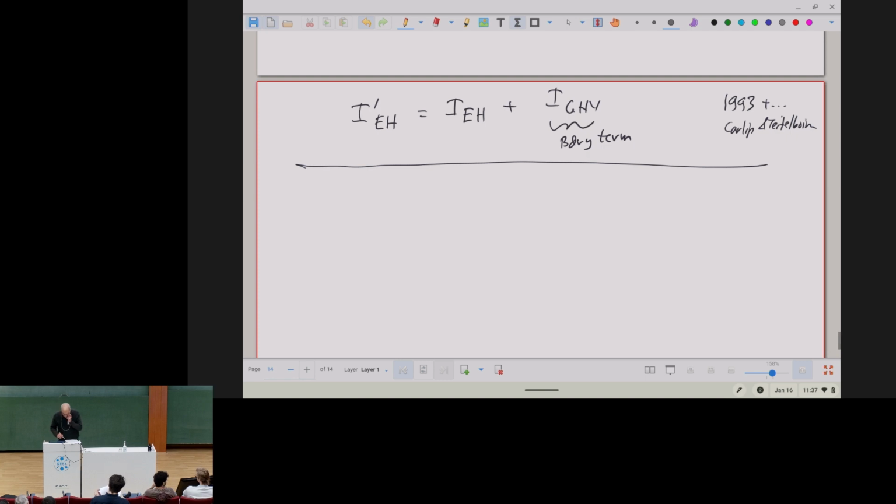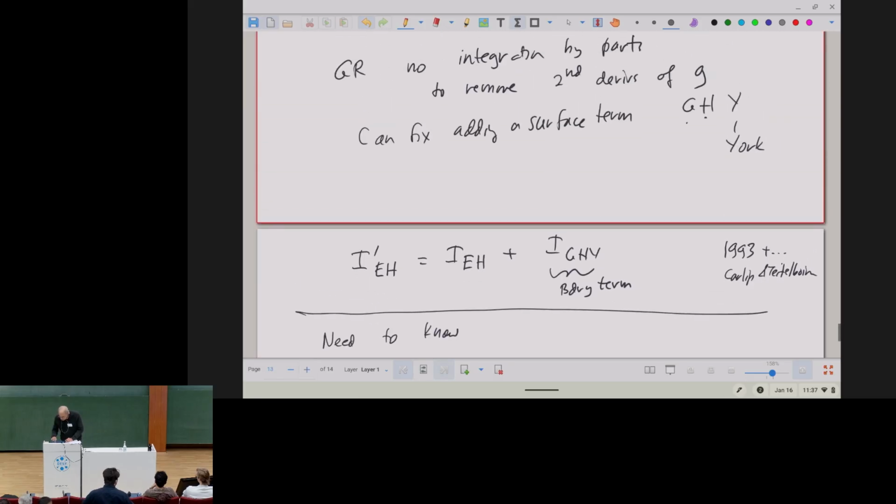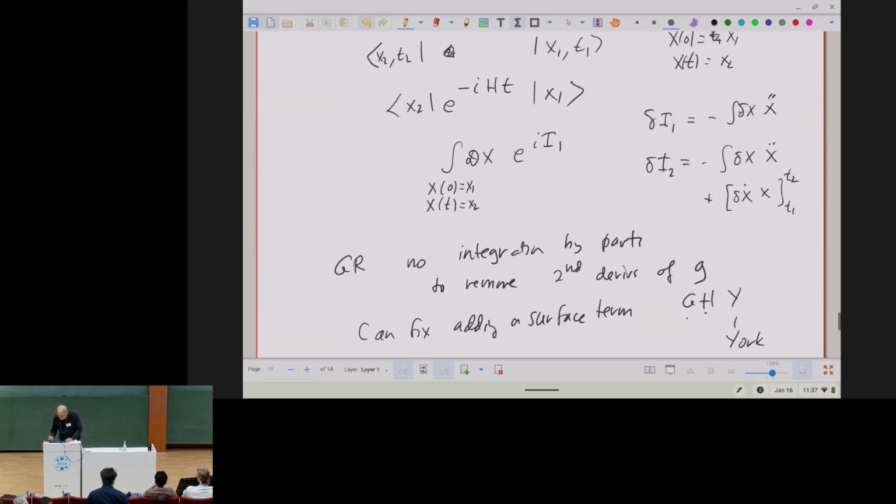So, what are we going to do? We're only going to need to know 2 things. Well, remember, what was good about I1 and not I2 is that when you vary I1, there was no boundary term in the equation of motion. And when you vary I2 instead, there was an unwanted boundary term in the variation.